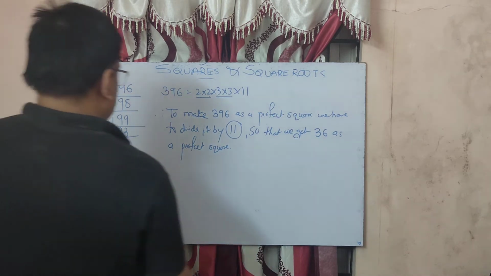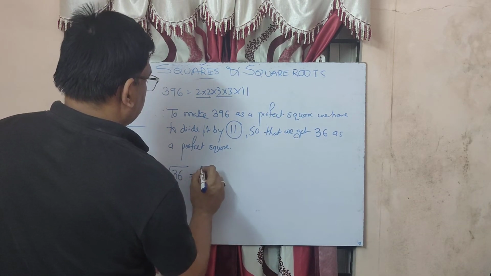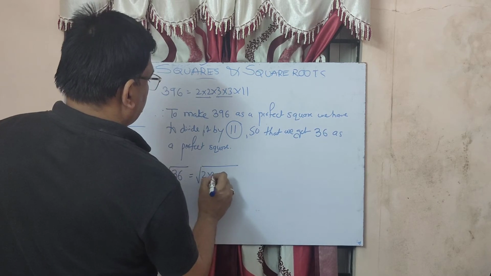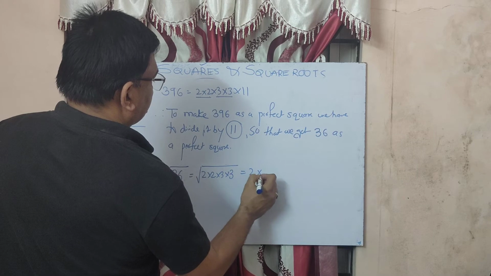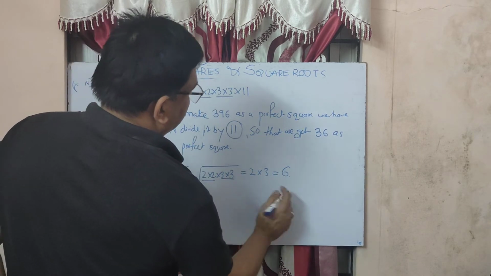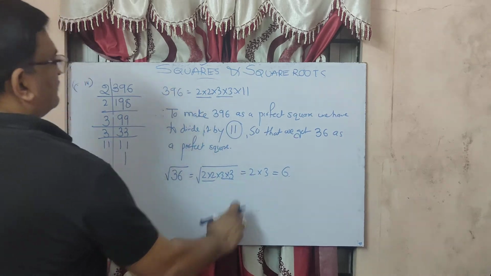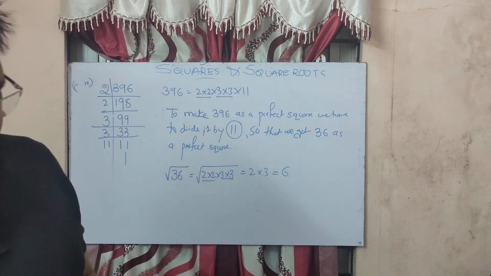And we know the square root of 36 is what? 2 into 2 into 3 into 3. That is 2 into 3. 2 3s are 6. So 6 is the square root of 36. This is how you have to do it.